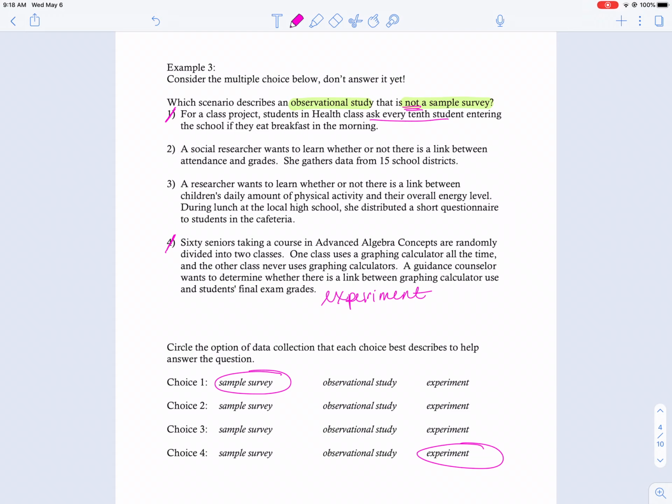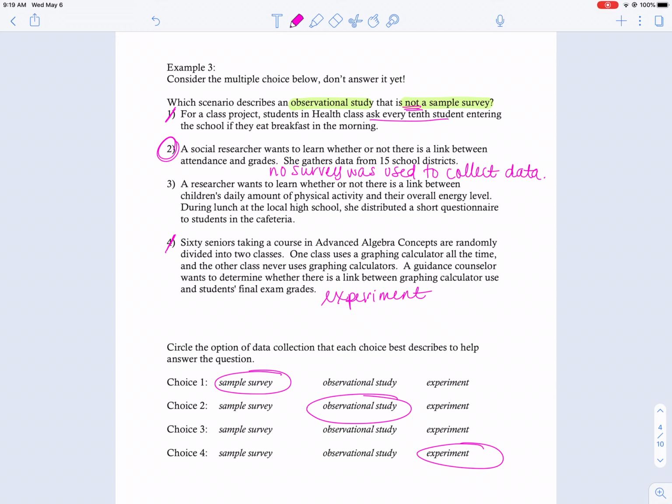In number 2, a social researcher wants to learn whether or not there's a link between attendance and grades, but she gathers data. So no survey was used. Here's your observational study. This has to be your answer. So I just want you to make a little note that no survey was used, right? No survey was used to collect your data.